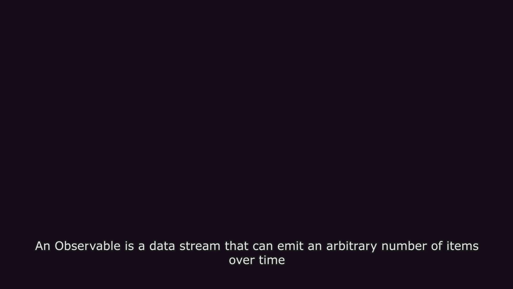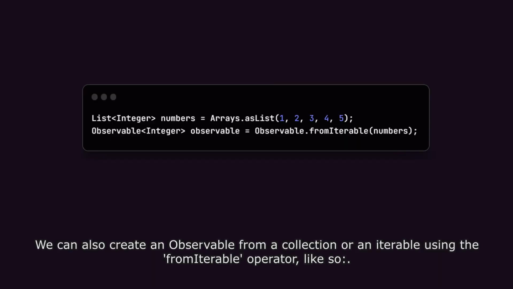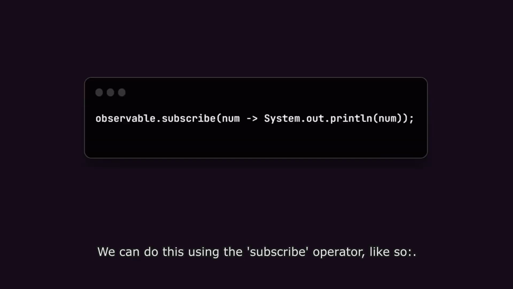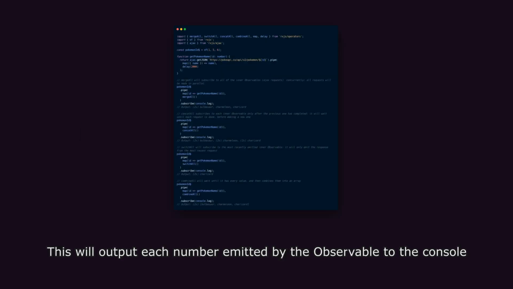Next, let's create an observable. An observable is a data stream that can emit an arbitrary number of items over time. Here's an example. We can also create an observable from a collection, or an iterable using the fromIterable operator, like so. Now that we have an observable, we can subscribe to it and define what will happen to the items emitted by the observable. We can do this using the subscribe operator, like so. This will output each number emitted by the observable to the console.